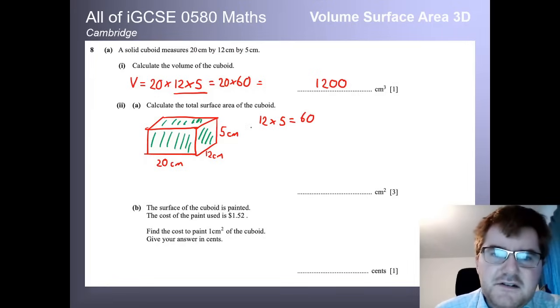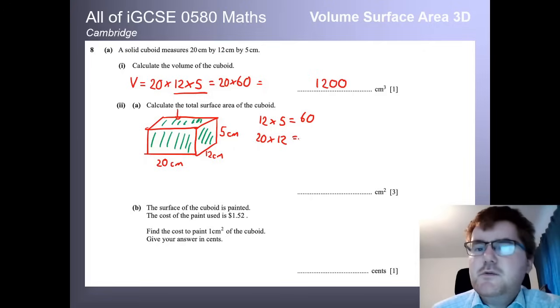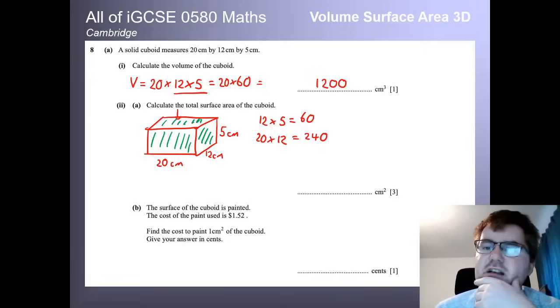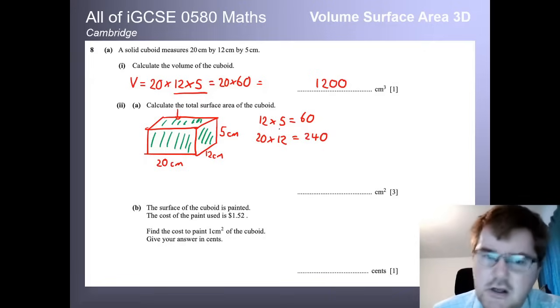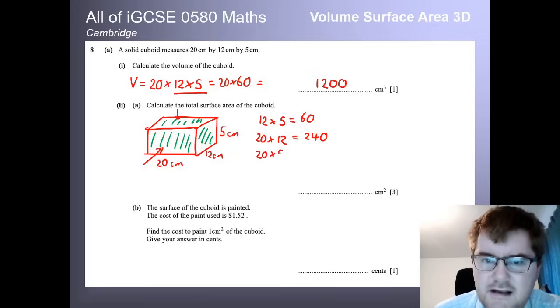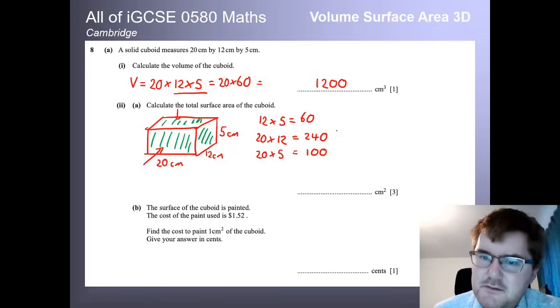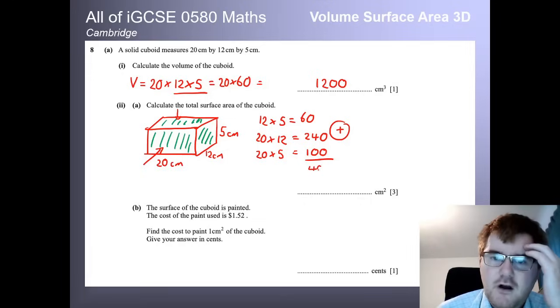If we take the one at the top, that's going to be 20 times 12. So we're looking at this one here, 20 along and 12 here. So 20 times 12 is equal to 240. Again, you can put this into a calculator, not a problem. And then finally, we've got the front one here, which is going to be 20 times 5. So we work out each of the sides we can see. Once we've worked out those, we're going to add those together. So if I add together 240, 60, and 100, that's going to give me the answer of 400.